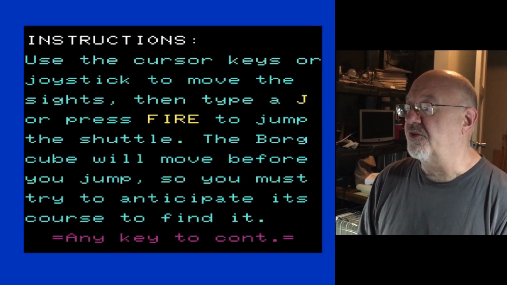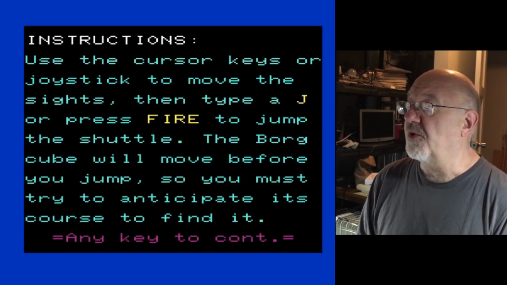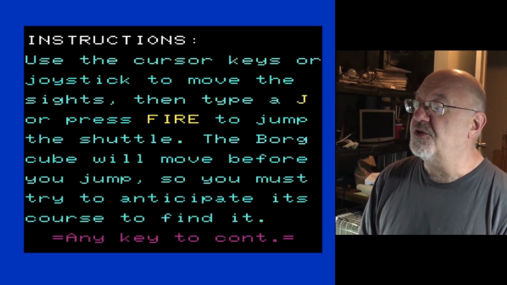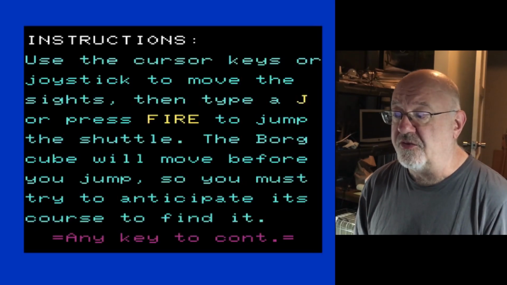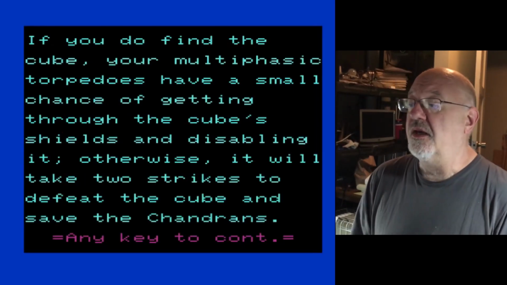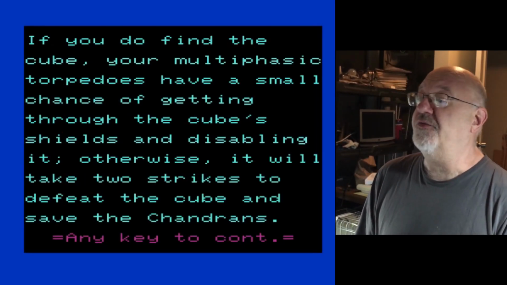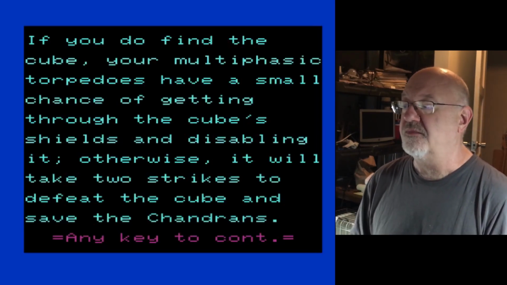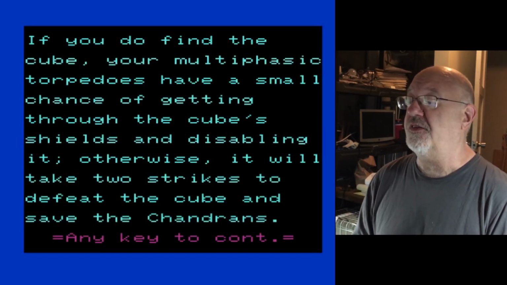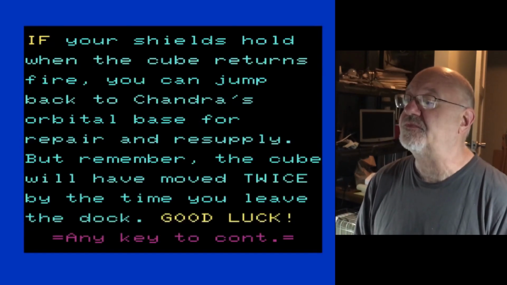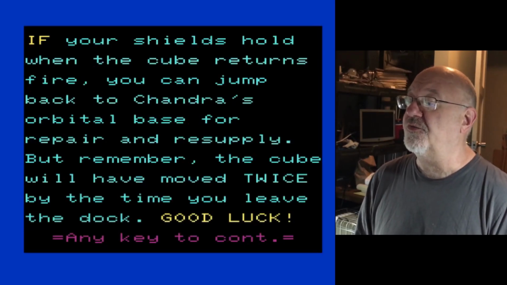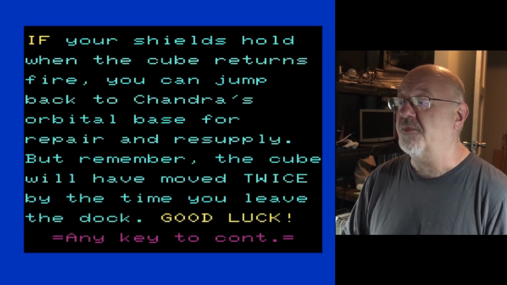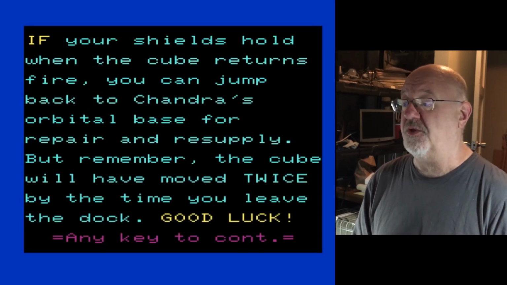Use the cursor keys or joystick to move the sights, type a J, or press fire if you're using the joystick to jump the shuttle. The Borg cube will move before you jump, so you must try to anticipate its course to find it. If you do find the cube, your multiphasic torpedoes have a small chance of getting through the cube's shields and disabling it. Otherwise, it will take 2 strikes to defeat the cube and save the Chandrans. If your shields hold when the cube returns fire, you can jump back to Chandra's orbital base for repair and resupply. But remember, the cube will have moved twice by the time you leave the dock.